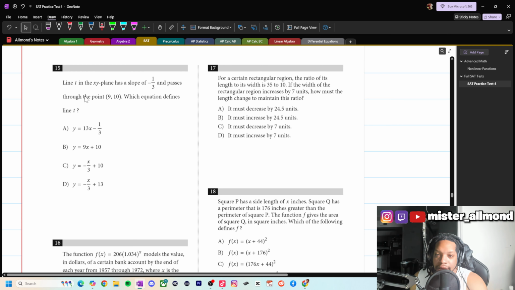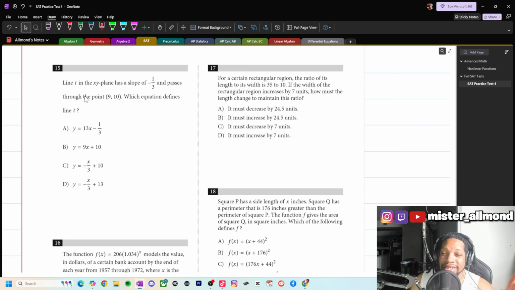All right, line T in the XY plane has a slope of negative 1/3 and it passes through the point 9, 10. Which equation defines line T? Let's see, what's the best way to do this? I know the slope. I could solve for B, and then I could do it that way.